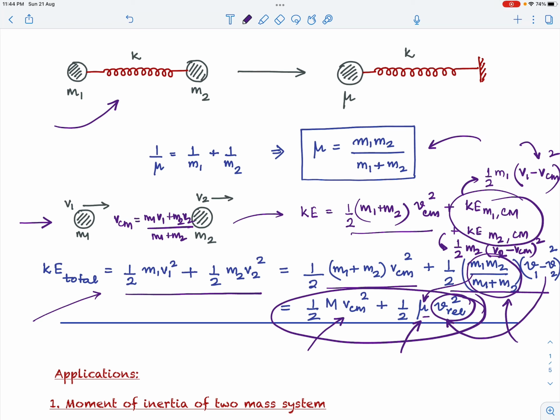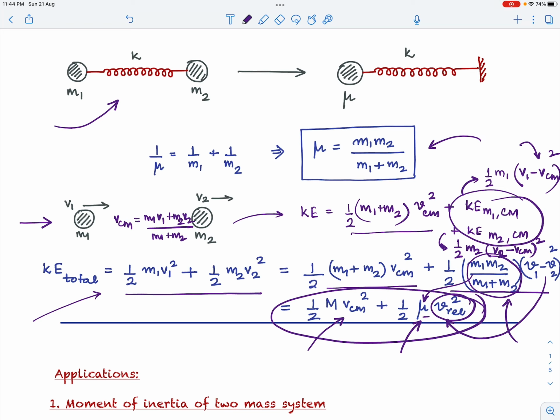The second application comes in a system where you have two blocks which are attached together with a spring, and let us say the blocks are given some initial velocities v1 and v2 as shown here in the figure, and the question asks you to find out, let us say, the maximum elongation or the maximum compression in the spring as a result of this movement that you have provided to the blocks.